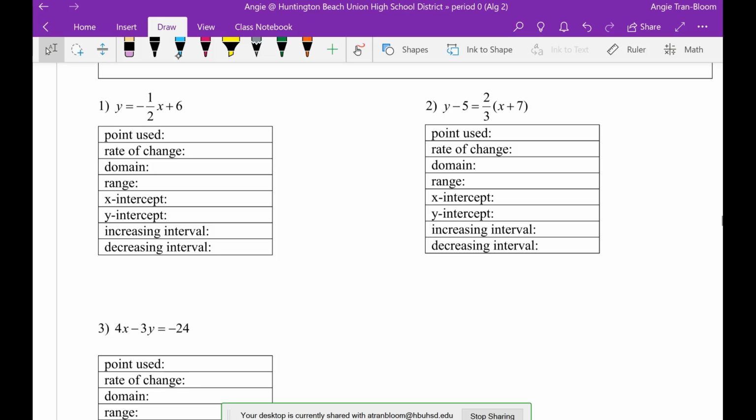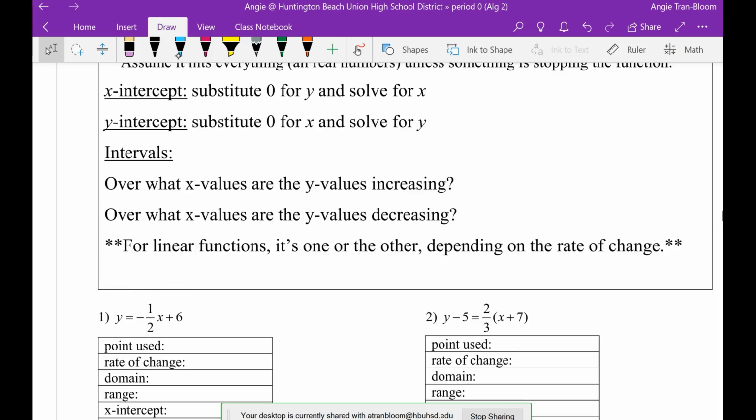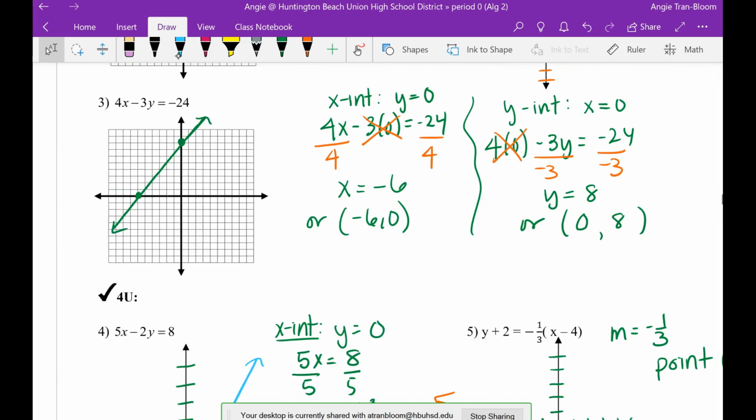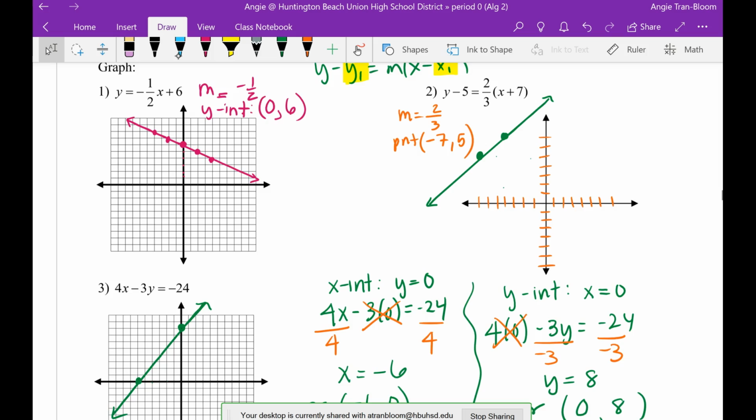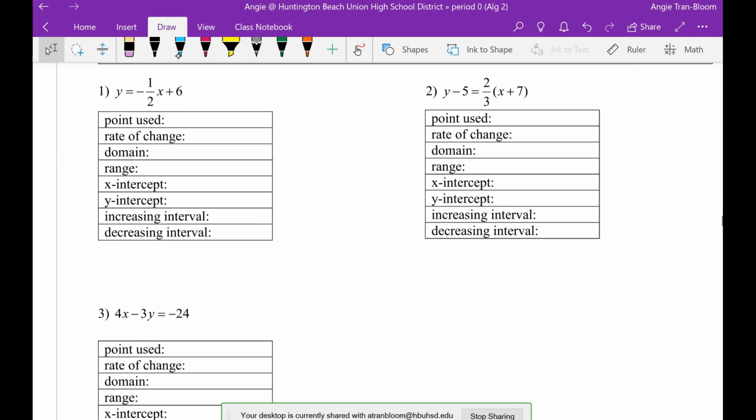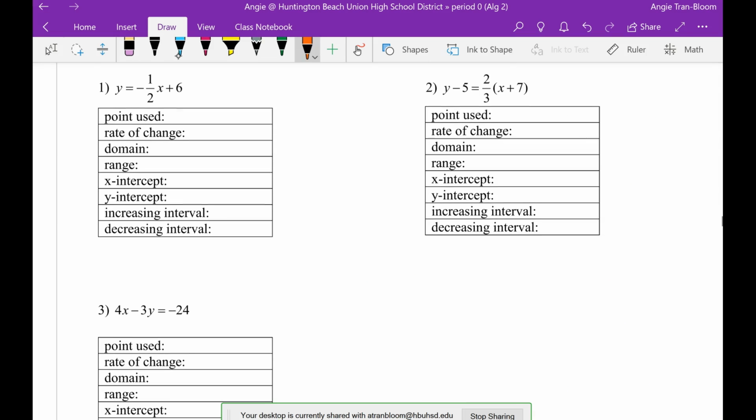Point use. Okay. If you look back at the previous one that we just finished, do we already have a point to use? What point did we use? (0, 6). Guys, I do take points off for not having parentheses on the point. The point is an ordered pair. It needs an open parenthesis and it needs a closed parenthesis. Do we already know the rate of change? What's our rate of change? Negative 1 over 2. Look at that. All of that is that easy.